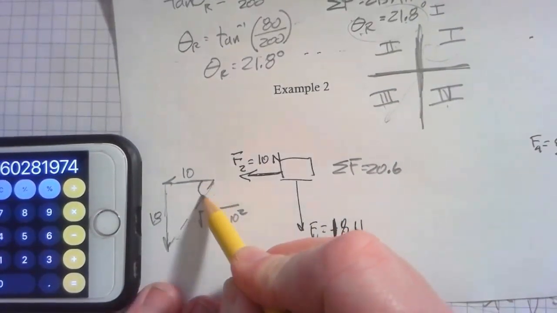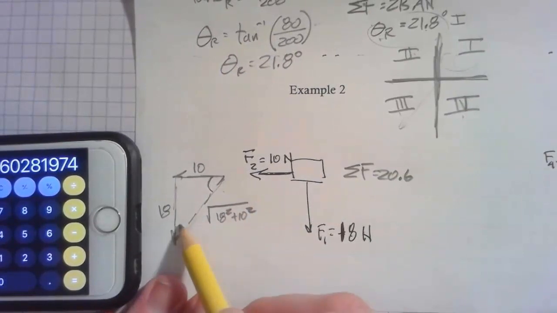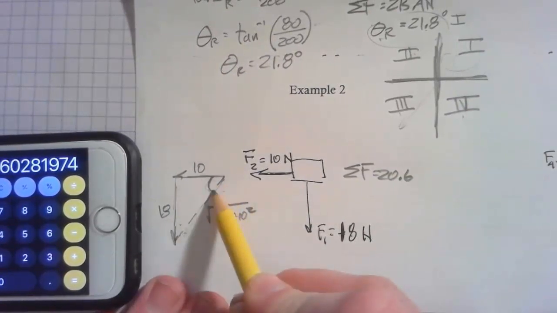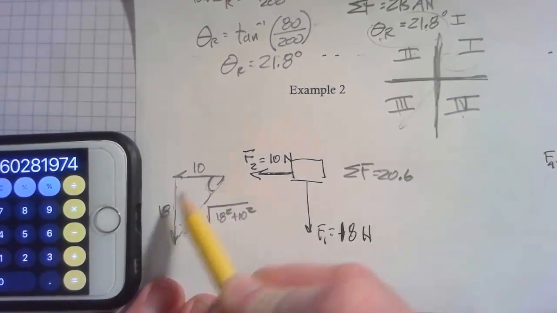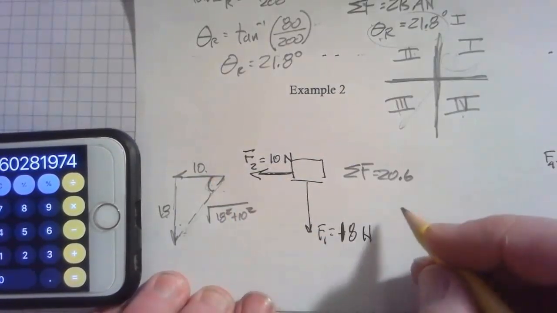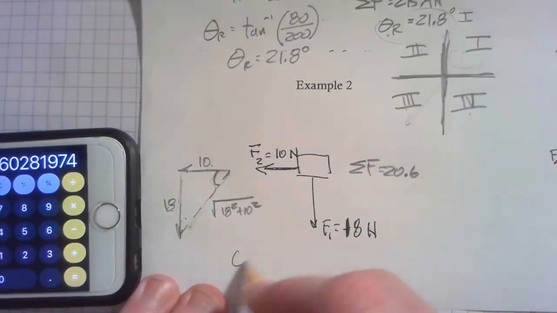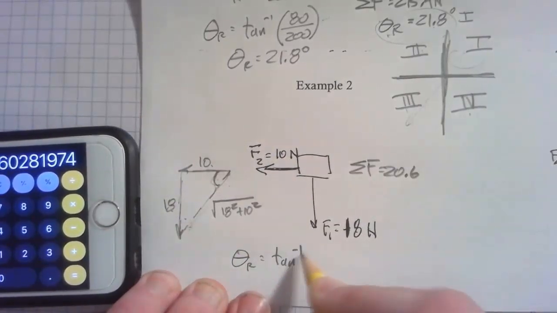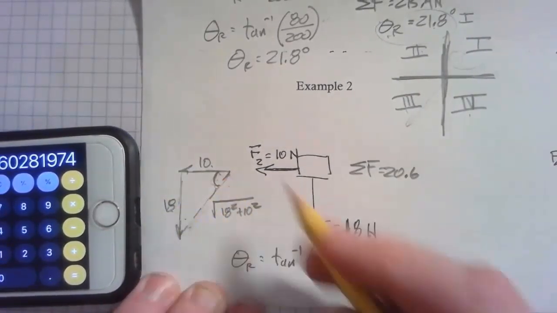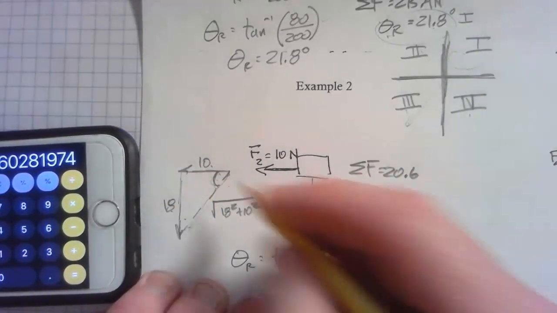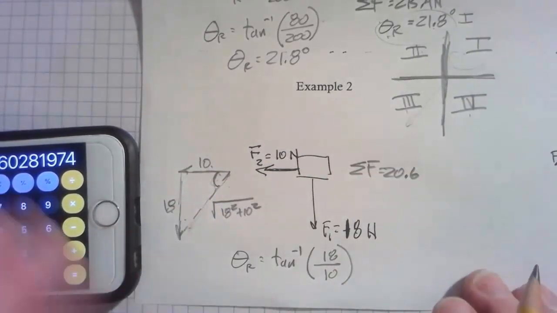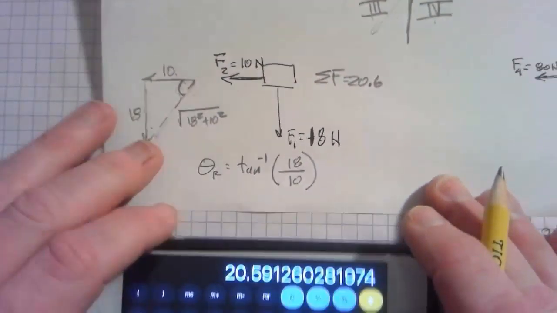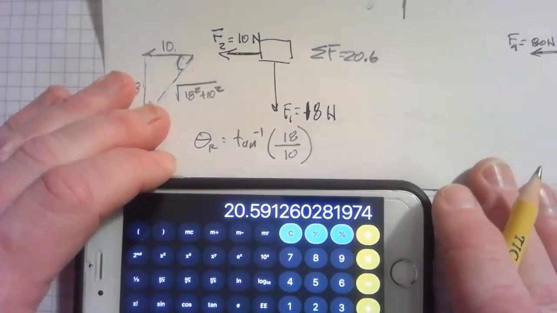Now I need this angle. Not this one, I want the one to the horizontal. So opposite is 18, adjacent is 10. The reference angle is going to be the inverse tangent of the opposite, which is 18, over the adjacent, which is 10. So I do 18 divided by 10.